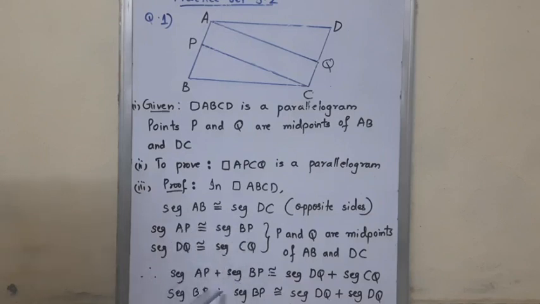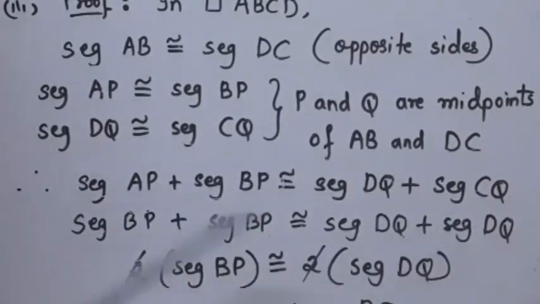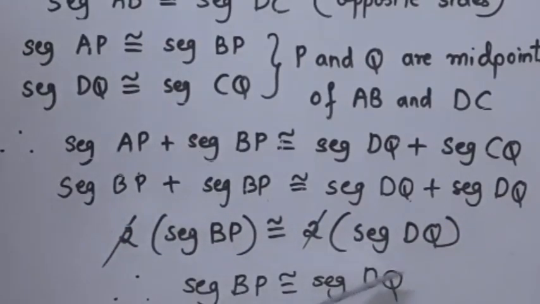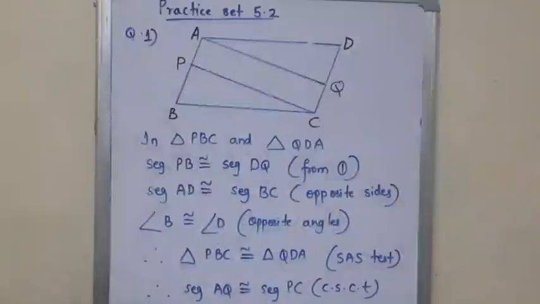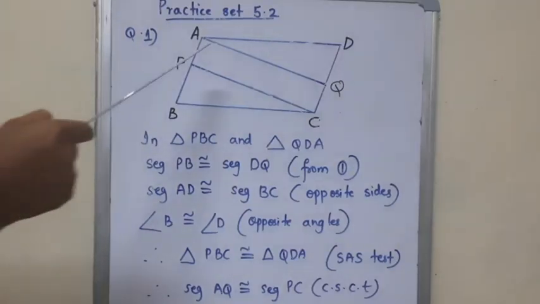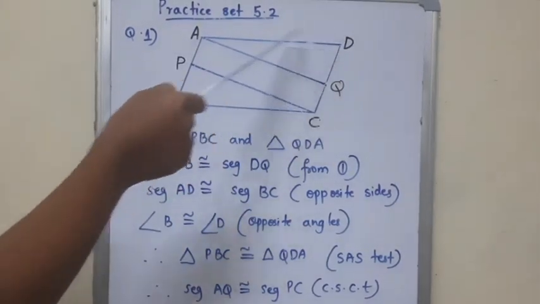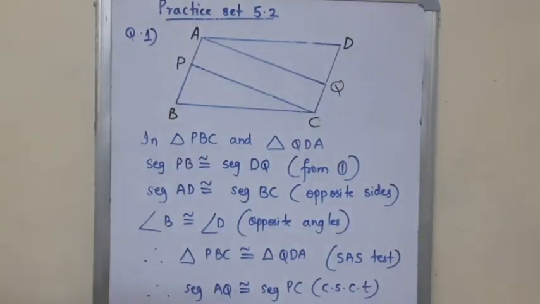So, instead of AP, we have written BP, plus segment BP is congruent to segment DQ plus, instead of CQ, we have again written DQ, because CQ and DQ are congruent. Now, we have 2 BP here and 2 DQ here, which means 2 segment BP is congruent to 2 segment DQ. 2 cancelled. Therefore, we got segment BP congruent to segment DQ. Let this be equation number 1.